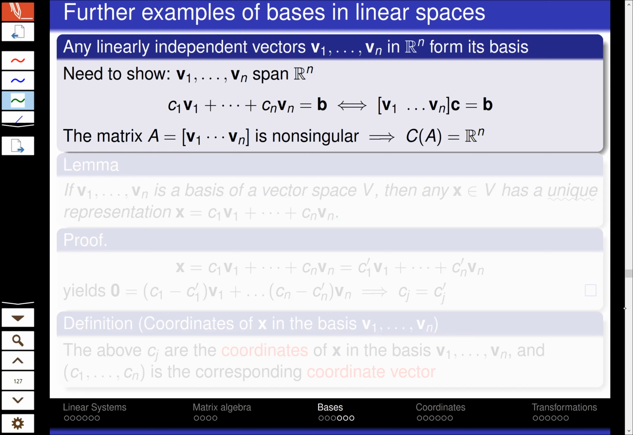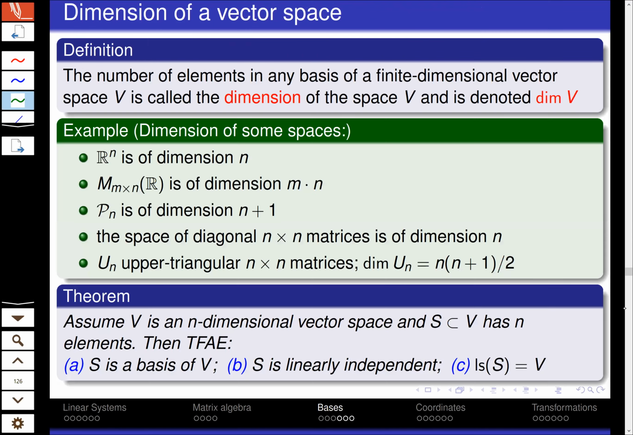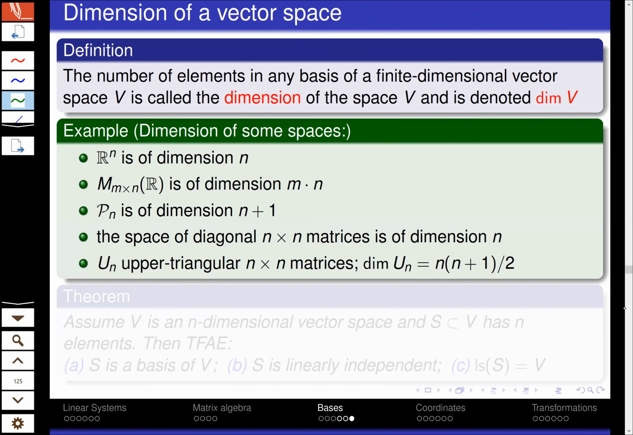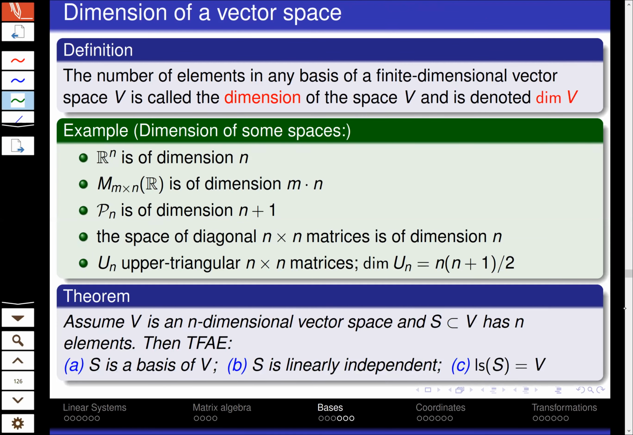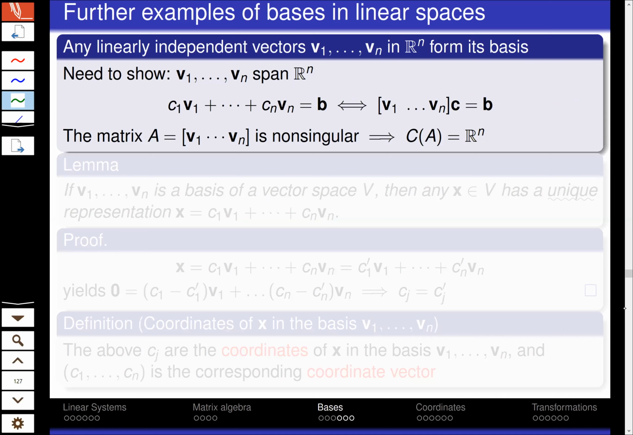So a linearly independent set of n vectors in Rn is automatically spanning, and this is the proof of the previous theorem. So we proved it, basically. In the same manner, we can prove that spanning implies independence. Good.